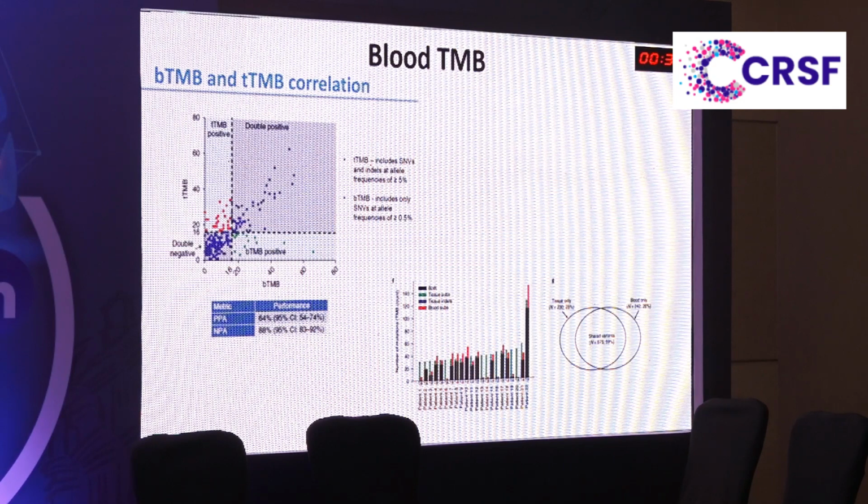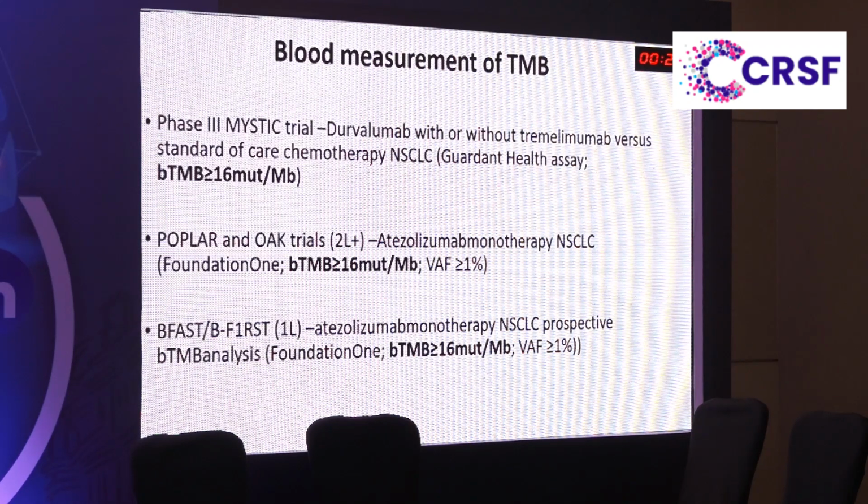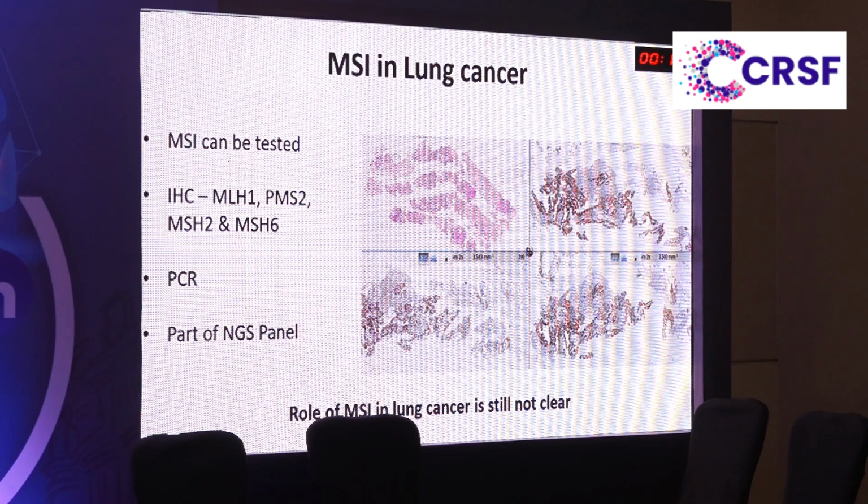There are some reports that blood TMB, using blood or liquid biopsy for TMB analysis, can be used, and some of the trials have also used more than 16 mutations per megabase pair in blood as a cutoff, but it is not yet reliable in clinical practice.